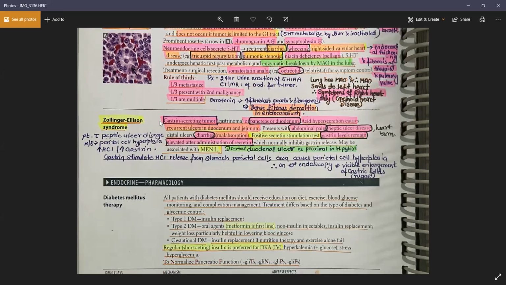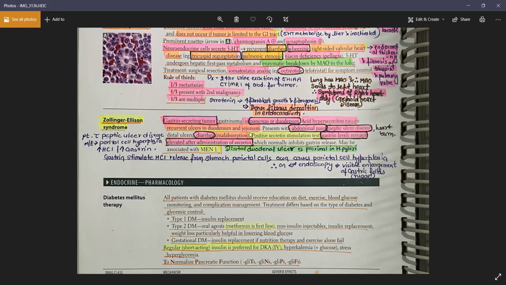Okay, then comes the Zollinger-Ellison syndrome, which is a tumor that releases gastrin. It releases gastrin that causes very high HCl production in the stomach, and this high HCl will enter your duodenum, and in the duodenum it can cause ulcers. And please remember the location of the ulcer. It would be the distal duodenum and the jejunum.